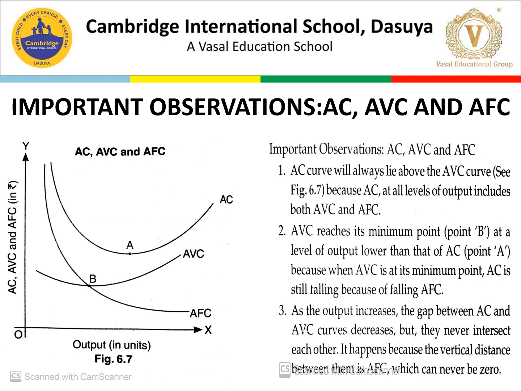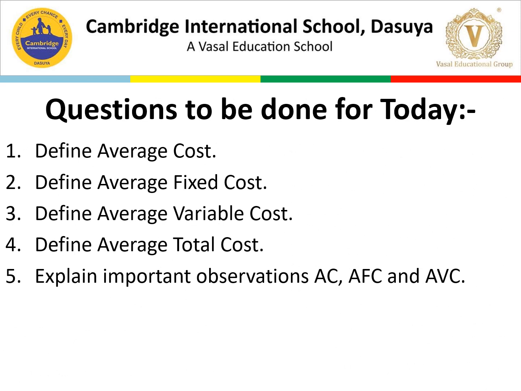Now let's move to the next thing. Questions to be done for today. There are simple questions, 5 questions we have to do. Important: define average cost, define average fixed cost, define average variable cost, and define average total cost. Fine. Explain important observations of AC, AFC, and AVC.